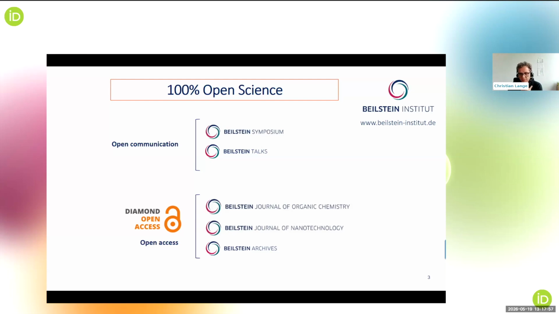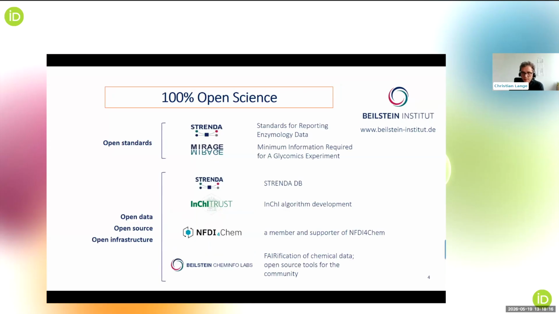And two of the major open science projects where we invest most of our resources and energy are the flagship Diamond Open Access journals, the Beilstein Journal of Organic Chemistry and the Beilstein Journal of Nanotechnology, together with the preprint server, the Beilstein Archives. And there are some other projects regarding open standards. There's STRENDA and MIRAGE, standards for glycomics and enzymology. We support STRENDA with the STRENDA database.